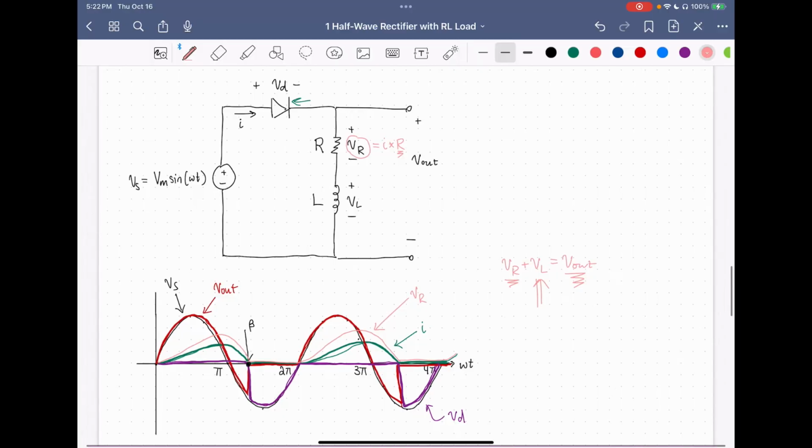So overall, we've analyzed the circuit. We found the expression for the current I, as well as the output voltage Vout. I hope this video helped you to further your understanding of this half-wave rectifier with RL load.